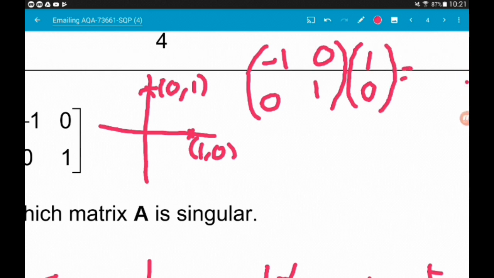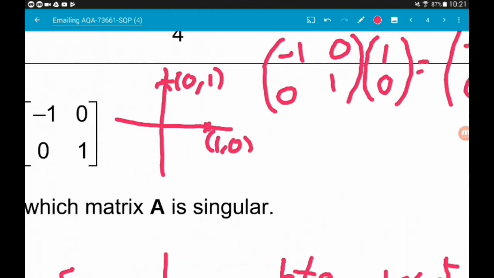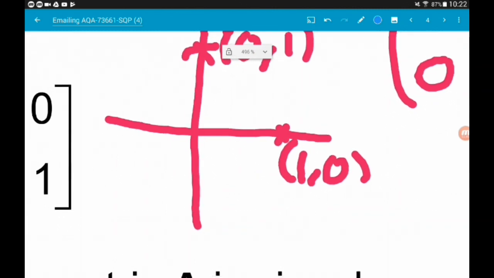multiplied by (1, 0). Well, that's going to give us, up on top, 1 times -1, add 0 times 0. So that's going to give us -1. And then on the bottom, we get 1 times 0, add 0 times 1. So that is going to be 0 on the bottom. So this point at (1, 0) has moved over here to (-1, 0).